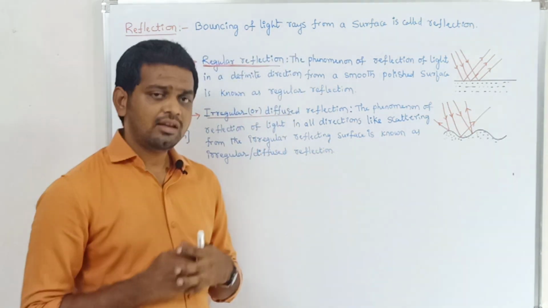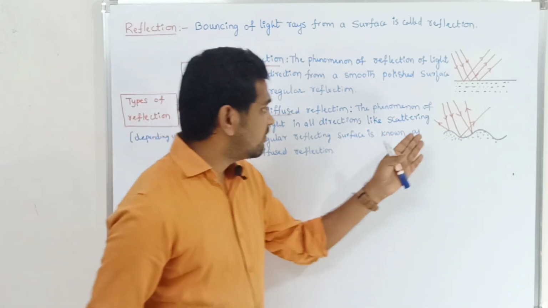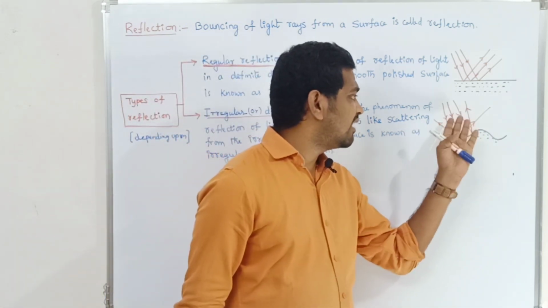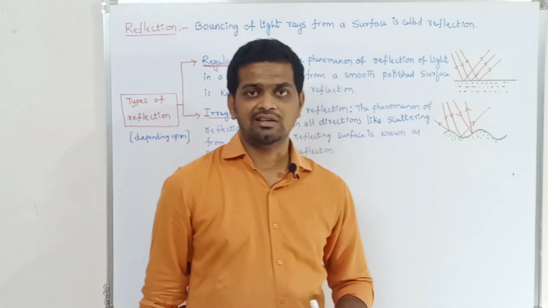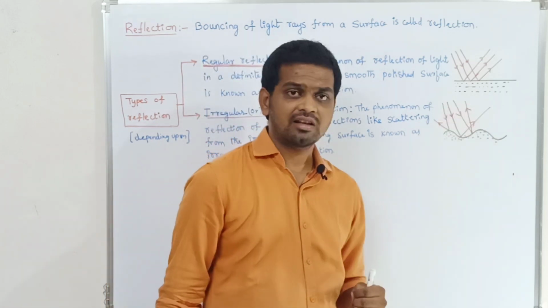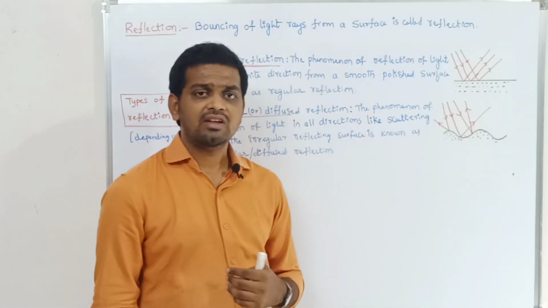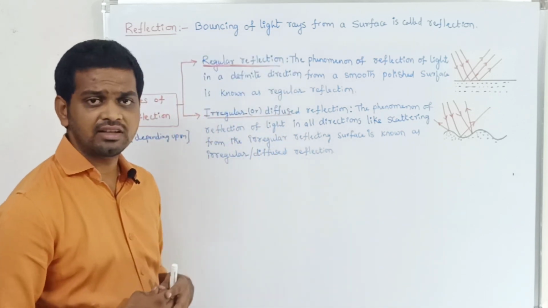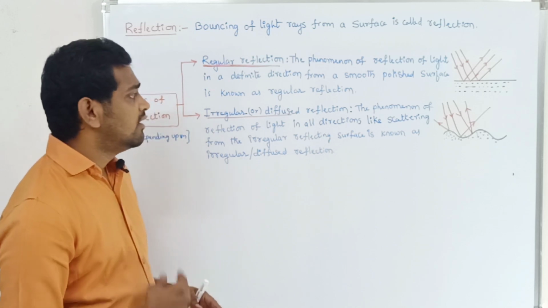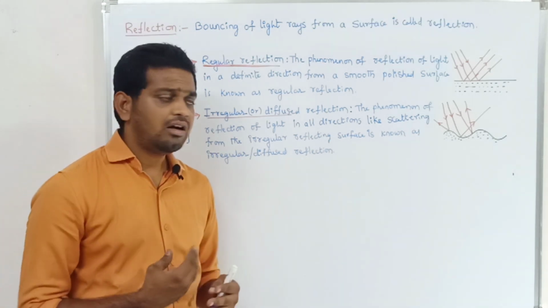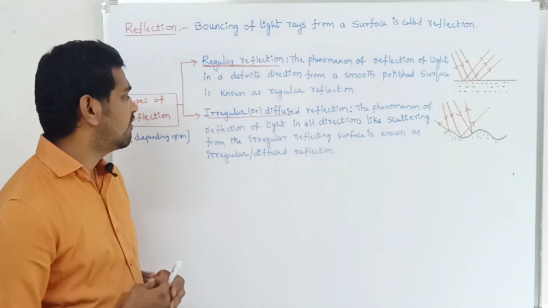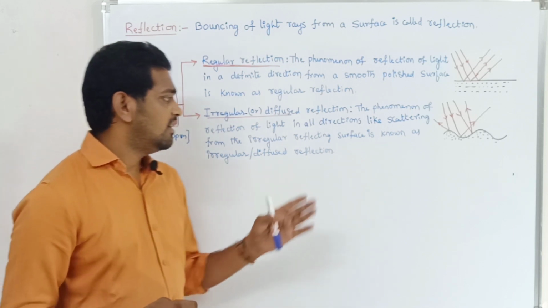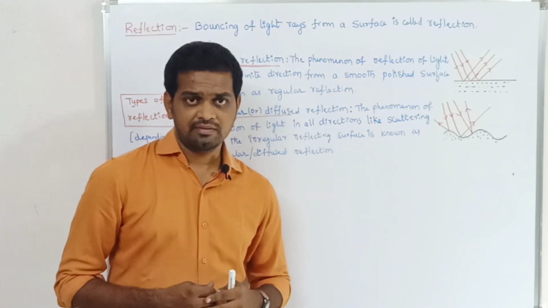Coming to irregular reflection, when light falls on an irregular surface, the light is scattered in all directions. It is not in a regular manner. This kind of reflection we consider irregular reflection. The definition: the phenomenon of reflection of light in all directions, like scattering from an irregular surface, is called irregular reflection.